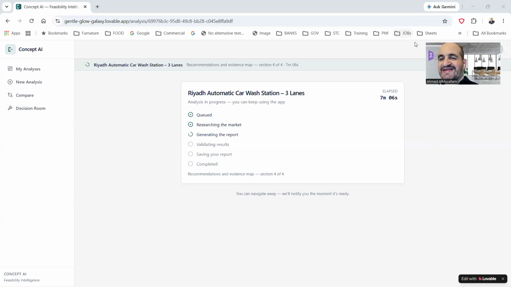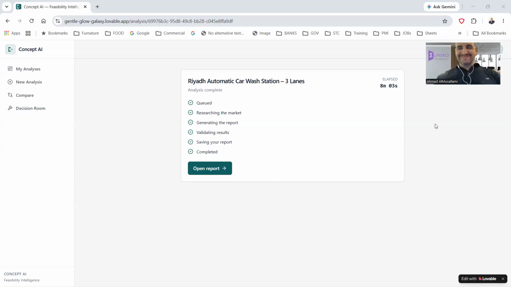It is in progress. Yeah, we're at step 4 out of 4 and generating our report. We're doing well. Great. It is done. So let's go and see now our report.